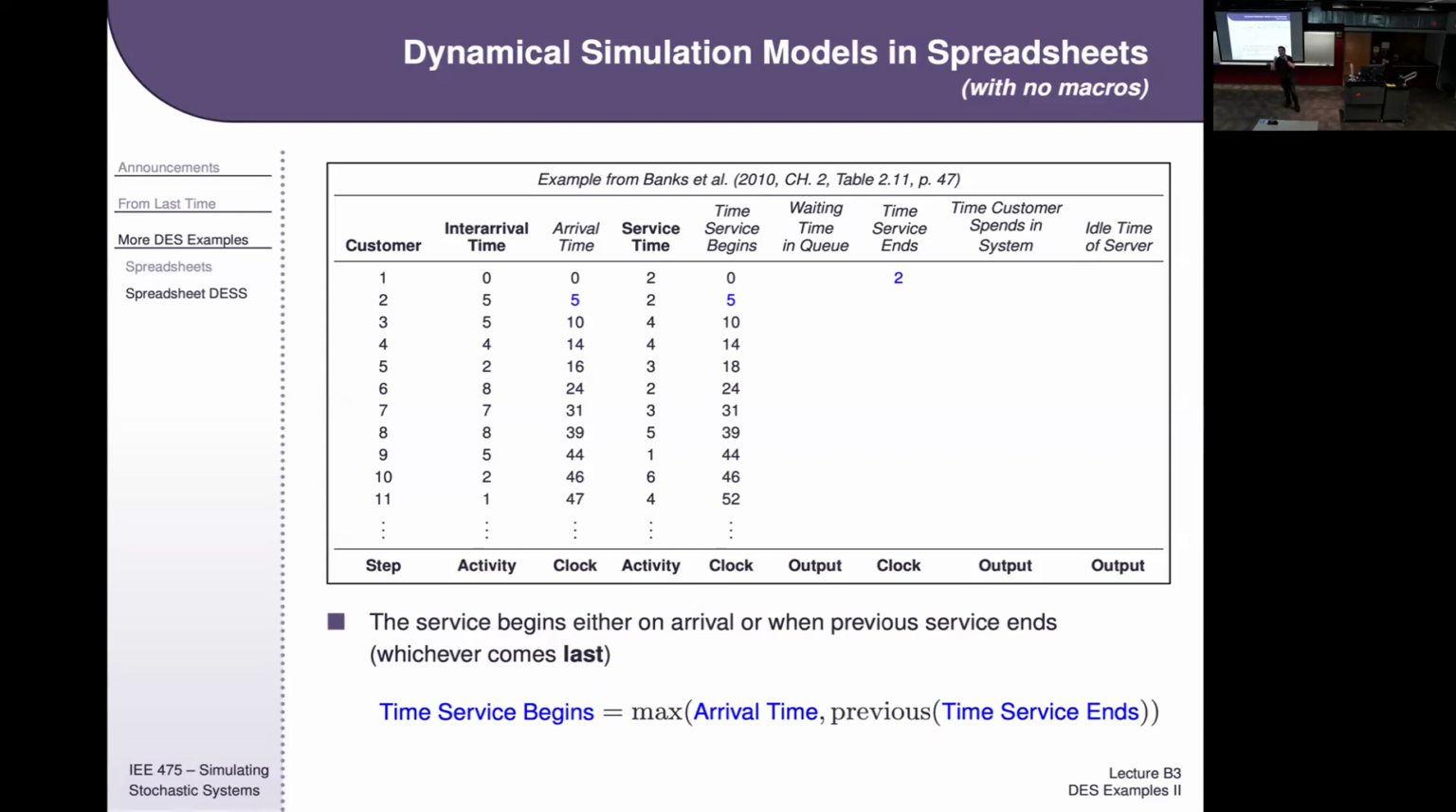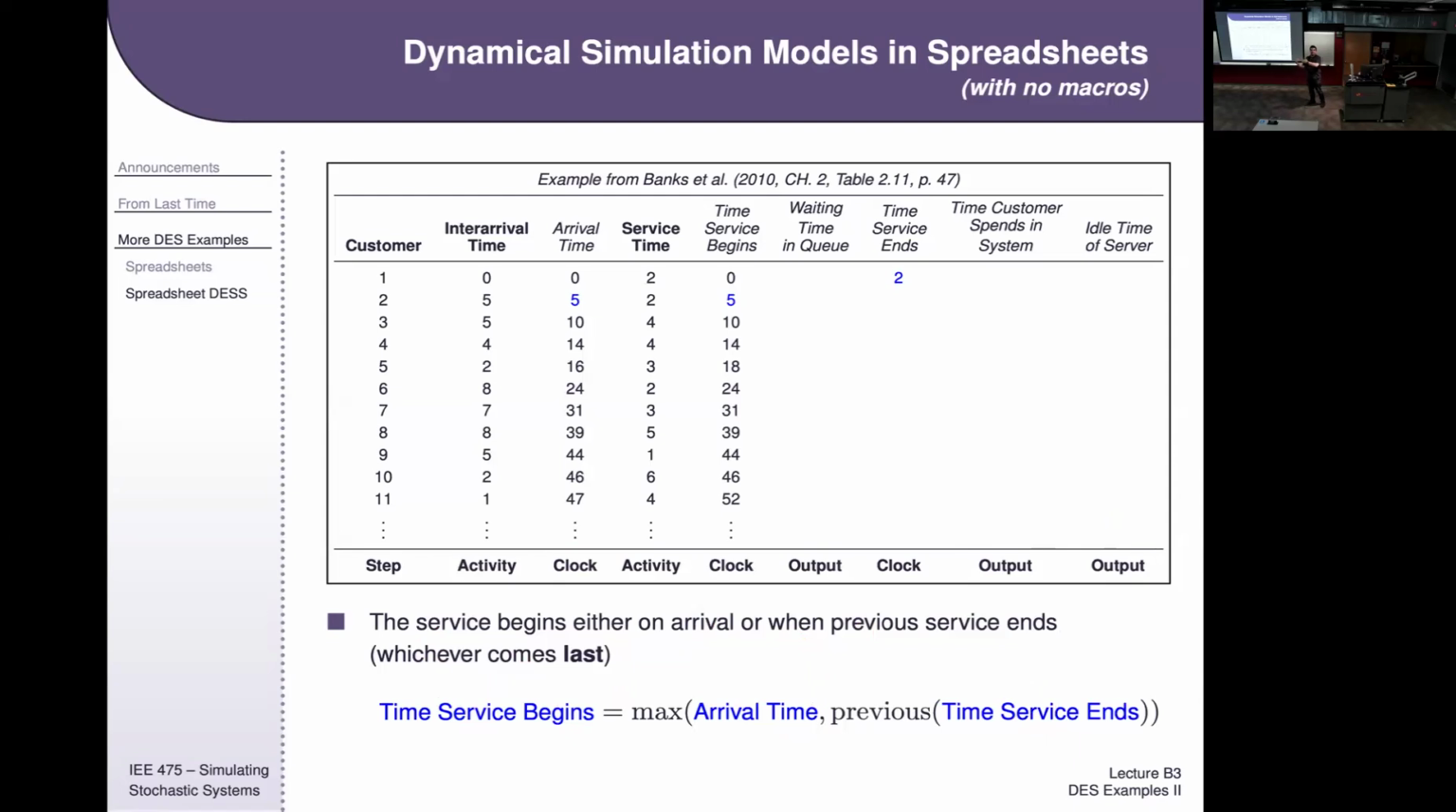What is the relationship on every single customer that represents how the current service time beginning relates to some properties of the previous customer? It's always like looking at the things we know about the current customer and things that we calculated from the previous customer. And so here we see that the time the service begins for any customer is the maximum of 2 numbers, and that is that customer's arrival time or the previous row's service ending time.